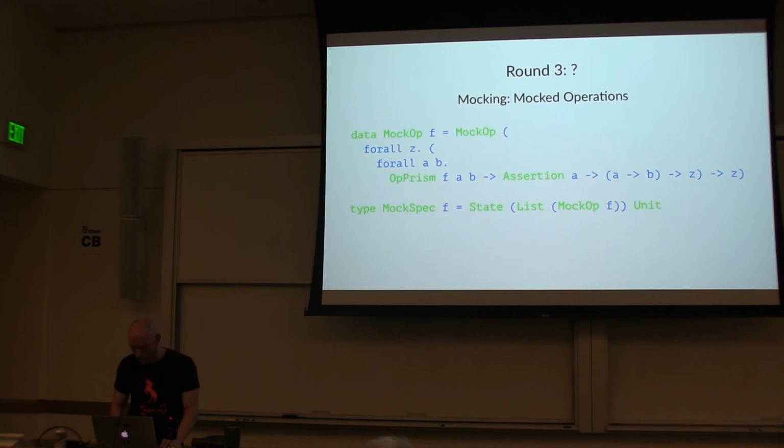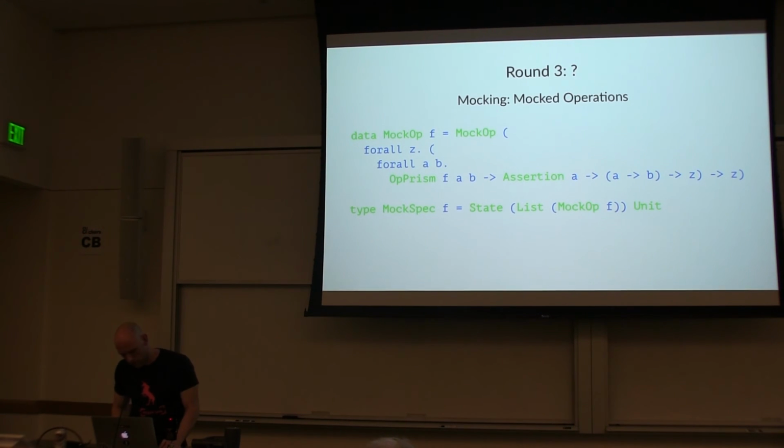From here, I define a mocking operation, and this is skolemized. So there's actually existentials hiding in here, which you can see in the nested foralls. But what it basically says is, okay, I'm going to store, there exists an A and B such that I have an op prism for F A B and an assertion of A that's going to check to make sure the input's good and produce some error message, and also a function that can take what was sent to that function and turn it into a B, which is the return value for the operation.